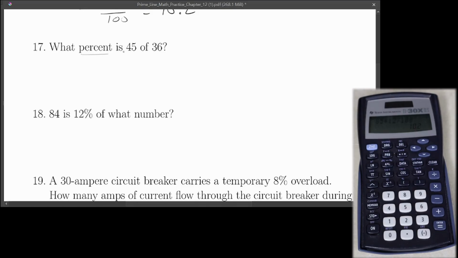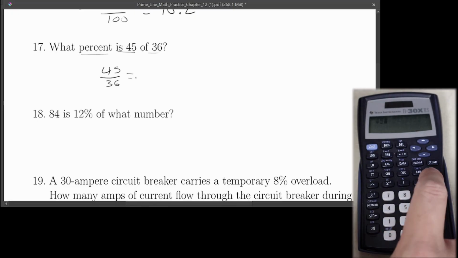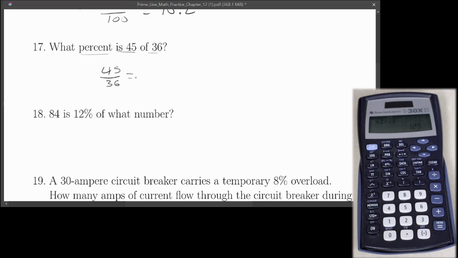What percent is 45 of 36? So if we take 45 over 36 and we find out what that decimal value is, 45 divided by 36, we get 1.25. And if we write that over our hundredths place, so that's 125 over our hundredths, one whole number and 25 of the hundredths, that's 125%.